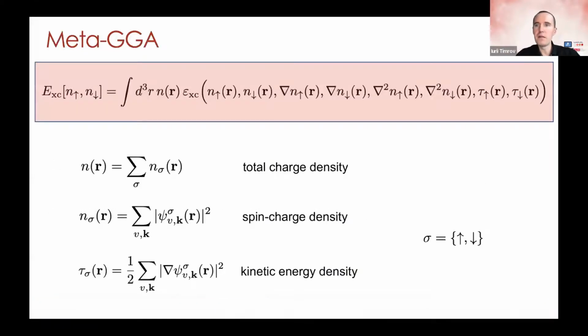Okay, a very brief theory reminder about meta-GGAs. So here in this red rectangle, I show the expression for the energy for some general meta-GGA functional. So n up is the spin up density and n down is the spin down density. It's defined as the integral of the total charge density, n(r), and epsilon exchange correlation is the energy density, which can depend on many quantities. So in particular, the up and down spin components of the density, the gradient of these quantities.